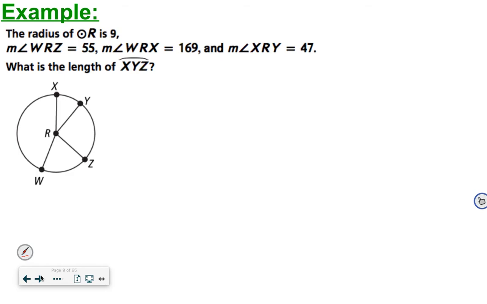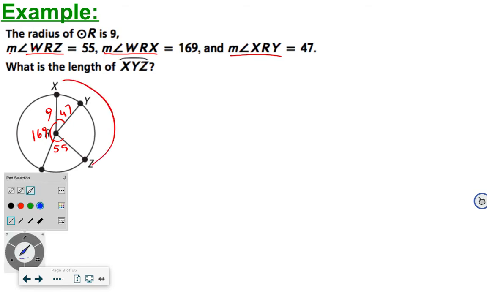The radius of the circle with center R is 9. So your radius is 9. Measure of angle WRZ here is 55. Measure of angle WRX is 169. Measure of angle XRY, which is here, is 47. What is the length of arc XYZ? XYZ, I am looking for here.